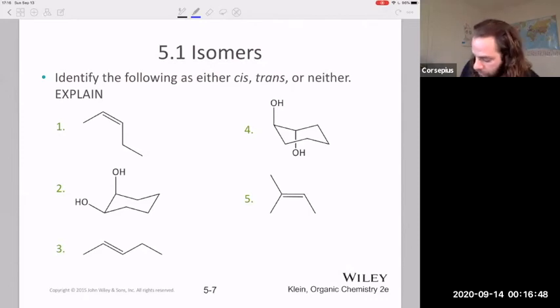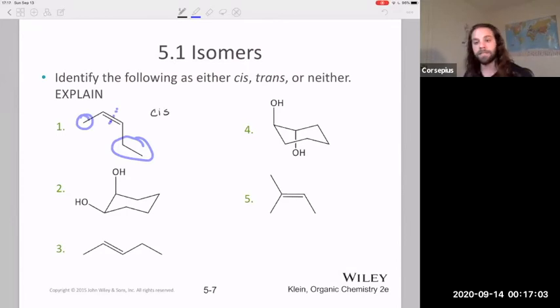So again, I'm going to look, here's my double bond, here's my group. By group, I mean anything other than hydrogen, right? So I have a methyl group on this side and an ethyl group on this side. They are both on the same side of that double bond, so this would be a cis isomer. In contrast, if I look at number 3, I have a methyl group on this side, but now my ethyl group is on the other side, so this would be the trans isomer. And what about number 5? What do you think?